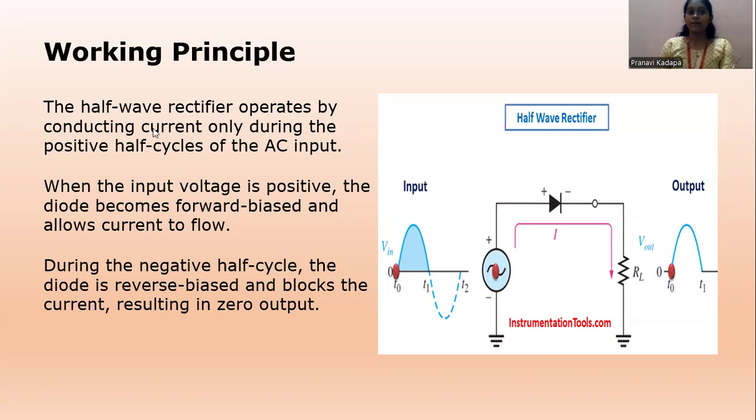So the half-wave rectifier operates by conducting current only during the positive cycles of the AC input. When the input voltage is positive, the diode becomes forward biased and allows the flow of current. During the negative half cycle, the diode is reverse biased and blocks the current, resulting in zero output.